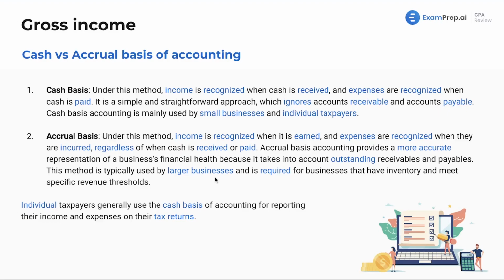This is used by larger businesses and is required for businesses that have inventory and meet specific revenue thresholds. Now, individual taxpayers, these are going to use cash basis. You, as an individual, you're going to be using cash basis. And cash basis is easier. If you were wondering, cash basis is much easier. If for some reason you had to do accrual, just know that would be much more of a headache.